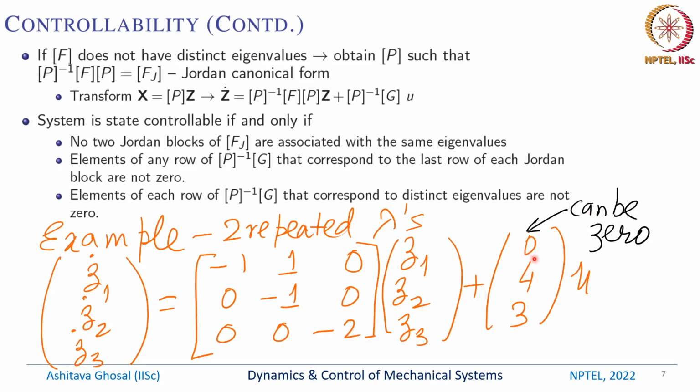So this 0 is still okay because this is the Jordan block. The last row of the Jordan block cannot be 0, but this one can be 0. And the last equation, which corresponds to an eigenvalue of minus 2, this 3 cannot be 0. So this is an example of two repeated lambdas. The two repeated lambdas give this Jordan block, and the third lambda is minus 2, which is distinct. Hence in this Jordan block I can have one 0 here, but the second one cannot be 0.